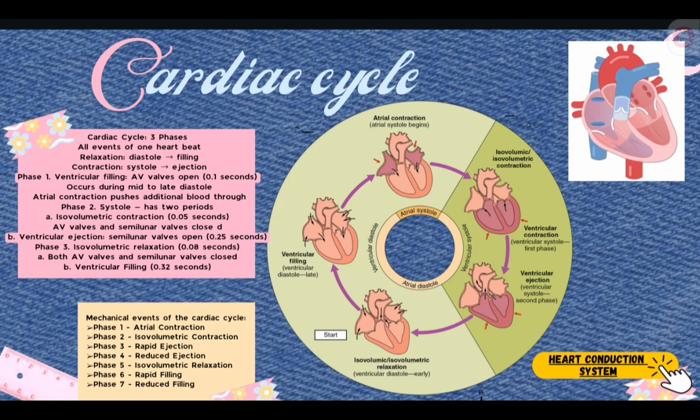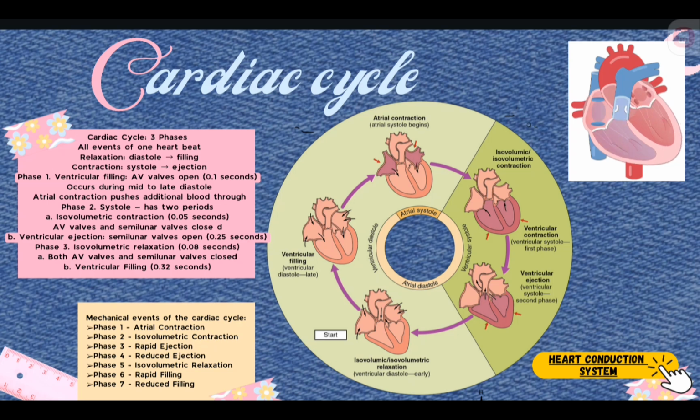Next, phase 3, rapid ejection. The ventricle contracts strongly, ejecting blood into the aorta and pulmonary artery. At phase 4, reduced ejection, ventricular contraction weakens and the rate of ejection is slow. At phase 5, isovolumetric relaxation. Here the ventricle relaxes and no blood enters or exits and all valves are closed.